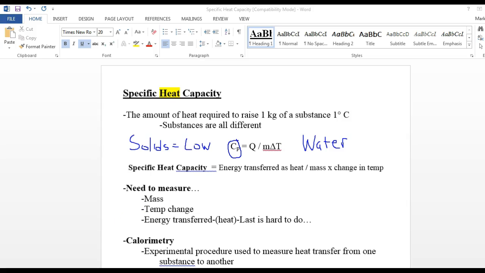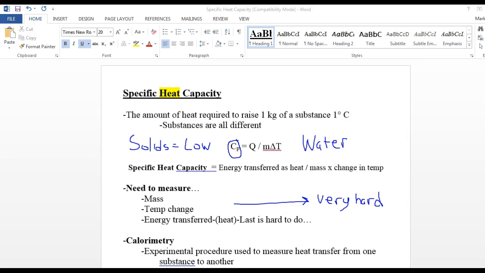Whenever we're measuring specific heat capacity, we need to measure the mass of how much we have, the temperature change, and the energy transferred as heat. That's kind of hard to do. Like, how do we measure that? Because some readily take on energy, some do not. So this is very hard to do. That's why we rely on a known standard, and determine specific heat by comparing it to that.